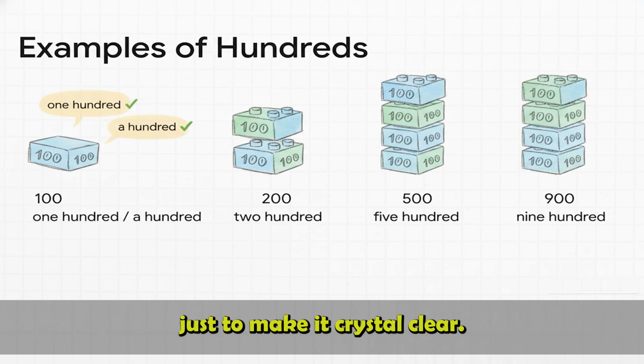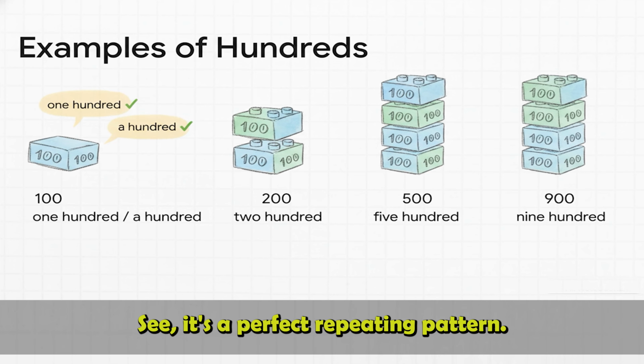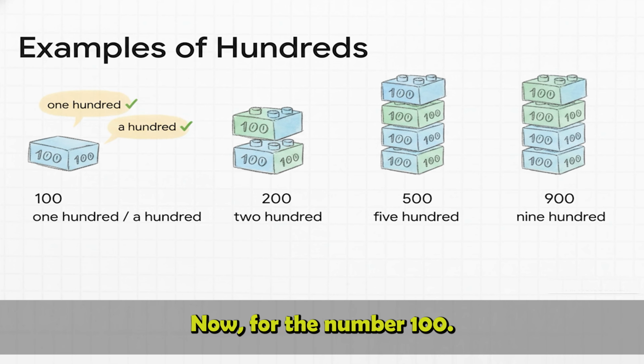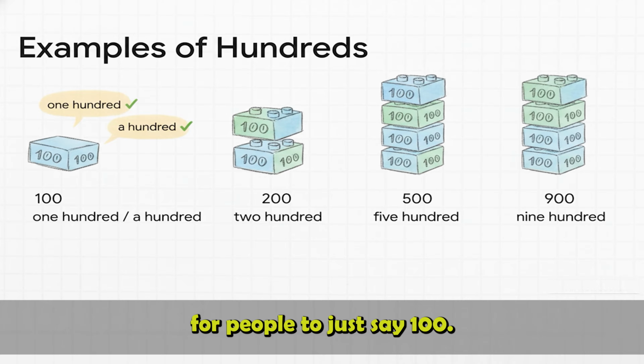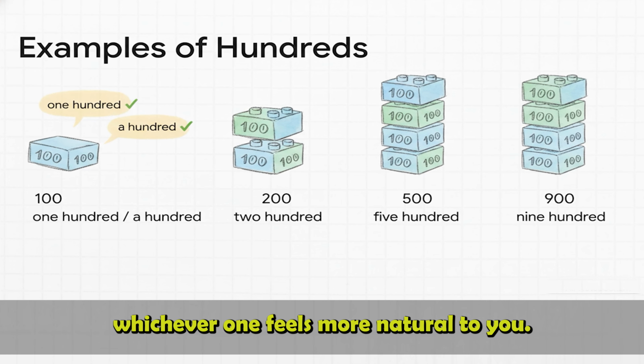Let's look at a few examples just to make it crystal clear. 200 is simply two hundred. 500 is five hundred. 900 is nine hundred. See? It's a perfect repeating pattern. Now for the number 100, you can absolutely say one hundred, but in everyday casual speech, it's extremely common for people to just say a hundred. Both are totally correct, so use whichever one feels more natural to you.